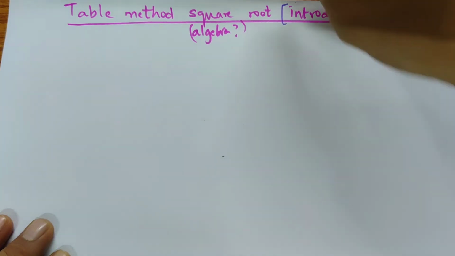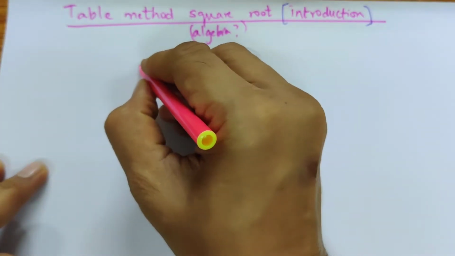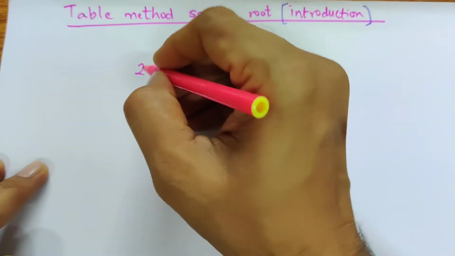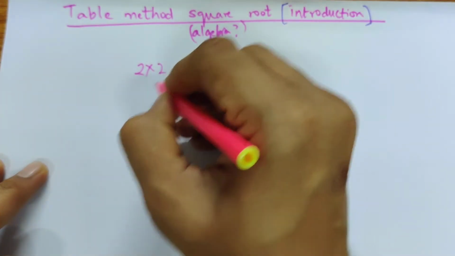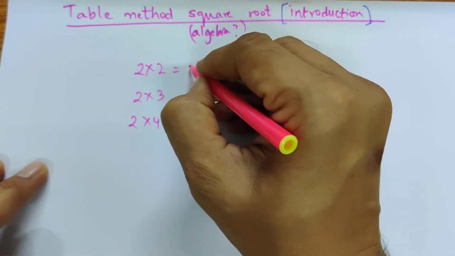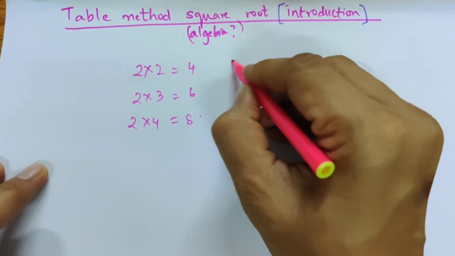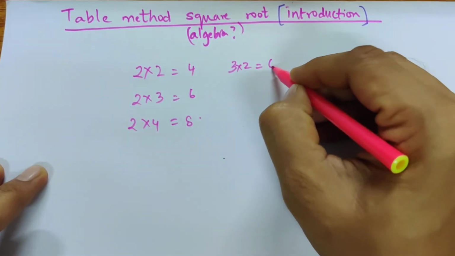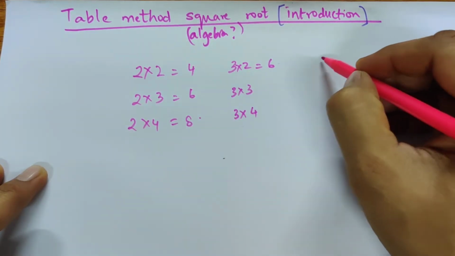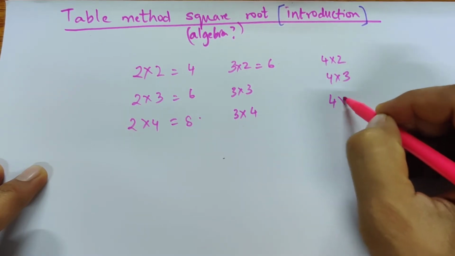So this is an introduction to the table method you can use even in algebra. And the idea is simple, that you start with, let's say, a table. So you say, let's do 2 times 2, 2 times 3, 2 times 4. If you're writing the two tables, then this is 4, this is 6, this is 8. And then in the 3 tables, 3 times 2, that's 6. 3 threes are, 3 fours are, 4 twos are, 4 threes are, 4 fours are.